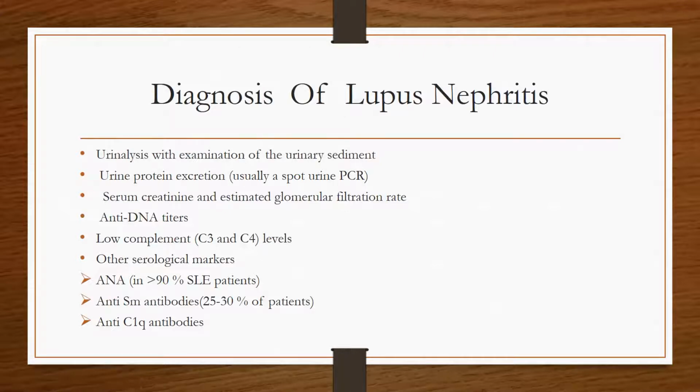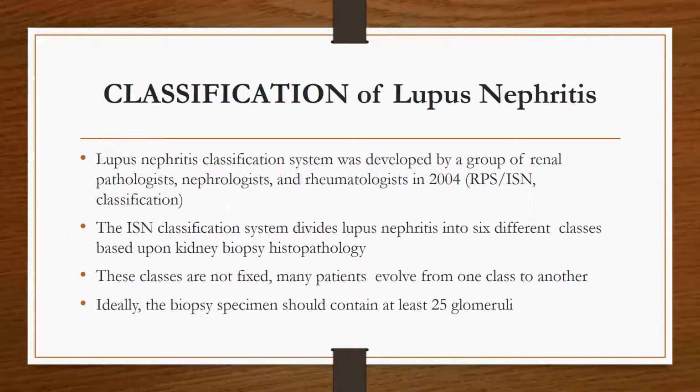So whenever you're planning to diagnose lupus, in addition to urine analysis, urine microscopy, and spot urine protein creatinine ratio, you will send all the autoimmune workup. Based on the SLICC criteria, you will diagnose SLE, and then you will need a kidney biopsy to classify which class of lupus nephritis the patient has.